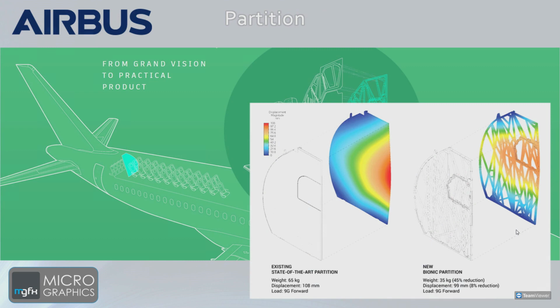Next thing is Airbus, and this is a partition. As you can see, I don't really have much text on this because the visuals speak for themselves, if you ask me. Now, in the bottom right here, you can see the partition over there at the back. And if you take a look over here, this is the existing partition on the left. The existing partition came in at a weight of 65 kgs, and with the tests, they found that it had a displacement of 108 millimeters.